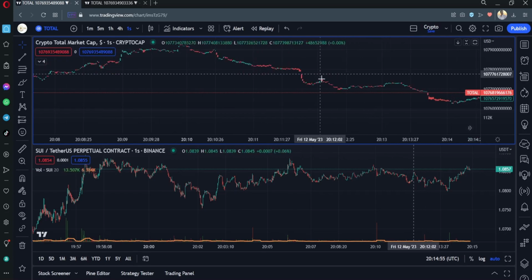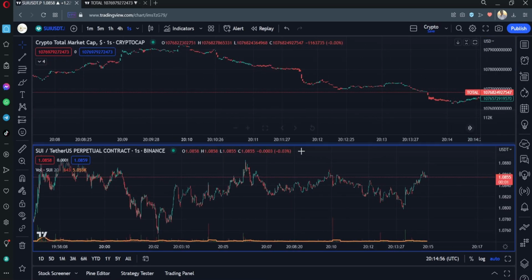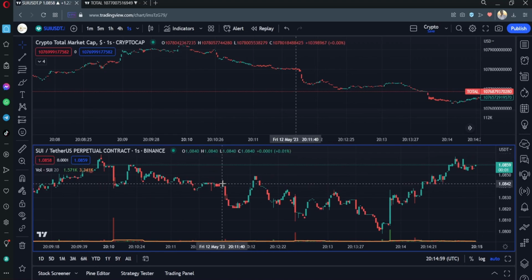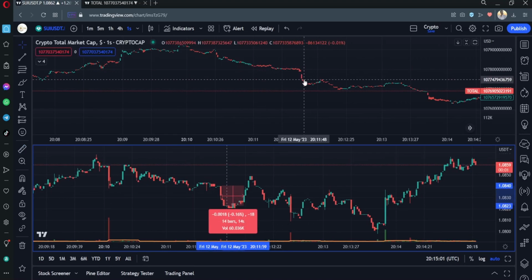So for example, like right here on SUI, oh yeah, this actually could have been a good trade if you had shorted right before it had fallen.